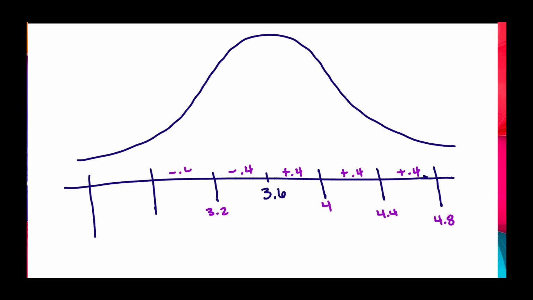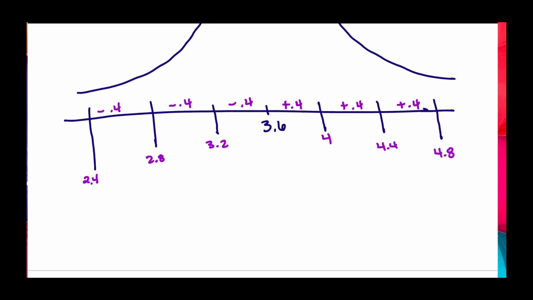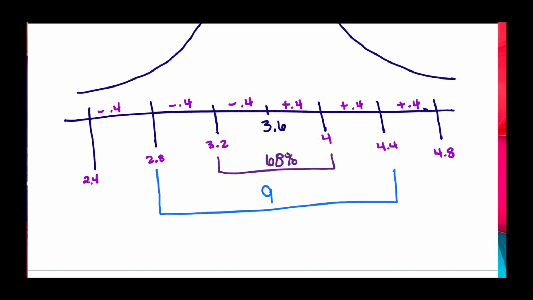If I subtract 0.4 again, I get 2.8. And if I subtract 0.4 again, I get 2.4. And then if we fill in these percentages, we know between 1 below and 1 above, that's 68% of the data. And then 2 below to 2 above is approximately 95% of the data.